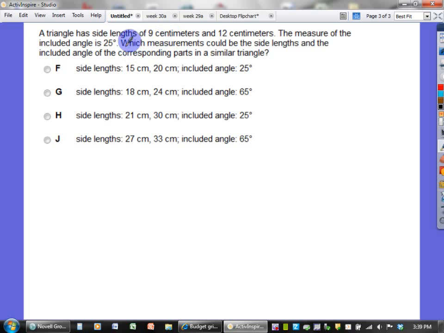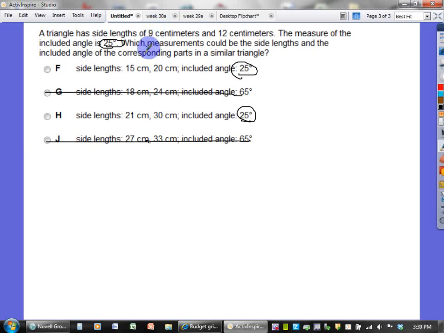Well, if the triangles are similar, once again, go back to the definition of similarity, that corresponding angles must be congruent. So I know my other angle has to be 25. There's a 25 and there's a 25. I can automatically eliminate these two choices because the included angle measure is not 25 degrees. Now I would just set up a proportion.